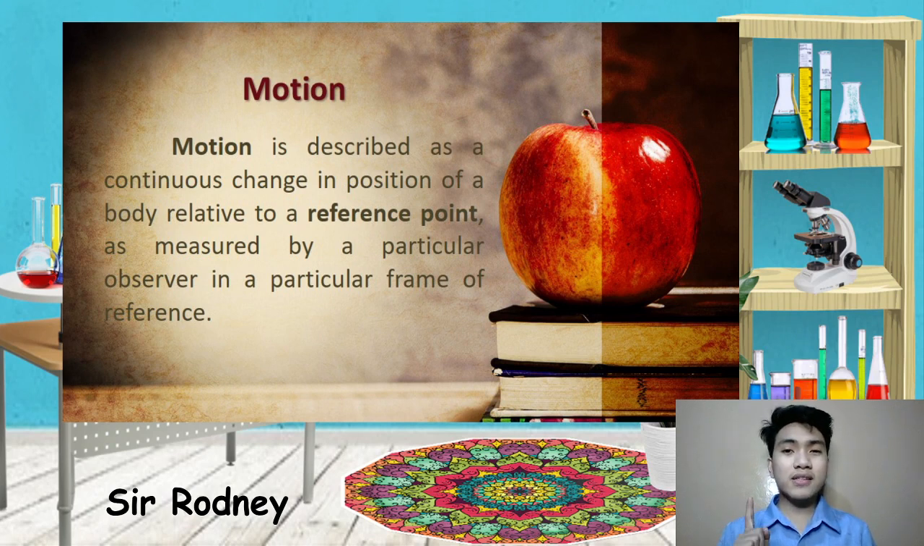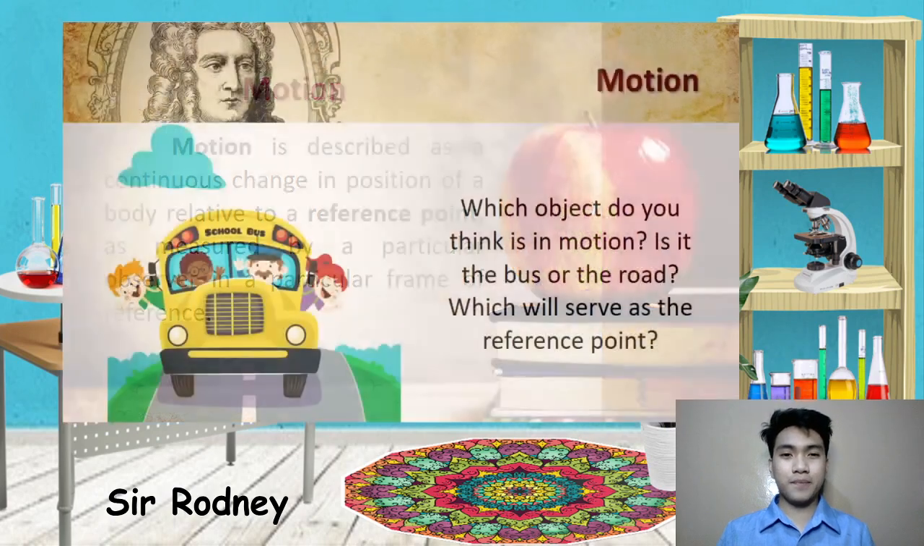Objects that we call stationary, such as trees, road signs, and buildings, make good reference points. An object is said to be traveling when it is moving towards or away from a reference. Whether an object is moving or not depends on the reference point you choose. Let's take a look at this example to further understand the concept of motion.